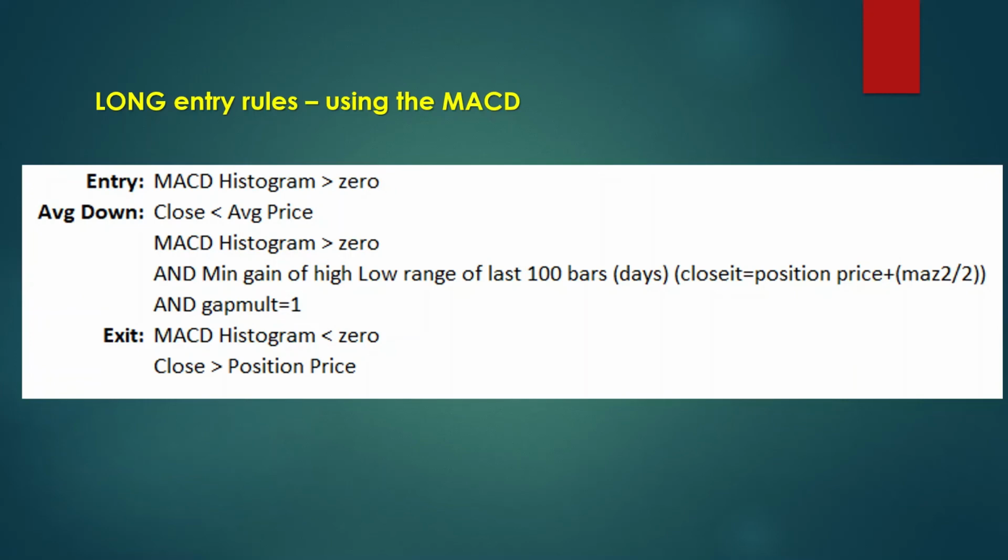Here are the trading rules for the MACD. We enter the trade when the MACD histogram crosses over the zero line. We exit the trade when the closing price is greater than the average price and the MACD histogram crosses down through the zero line. We average down when the close of the day is less than the average price, the MACD histogram crosses over the zero line, and a minimum gain of at least the previous high-low range of the last 100 bars has been made.